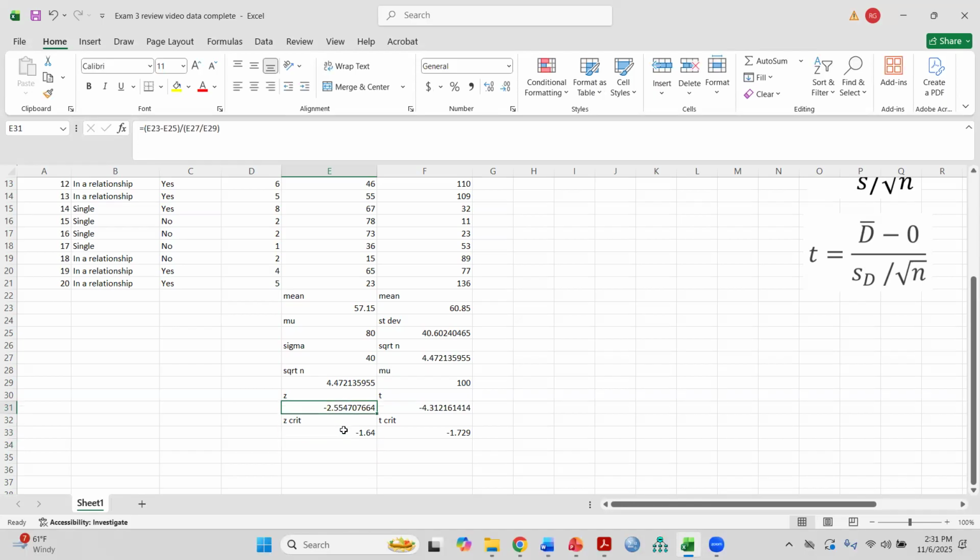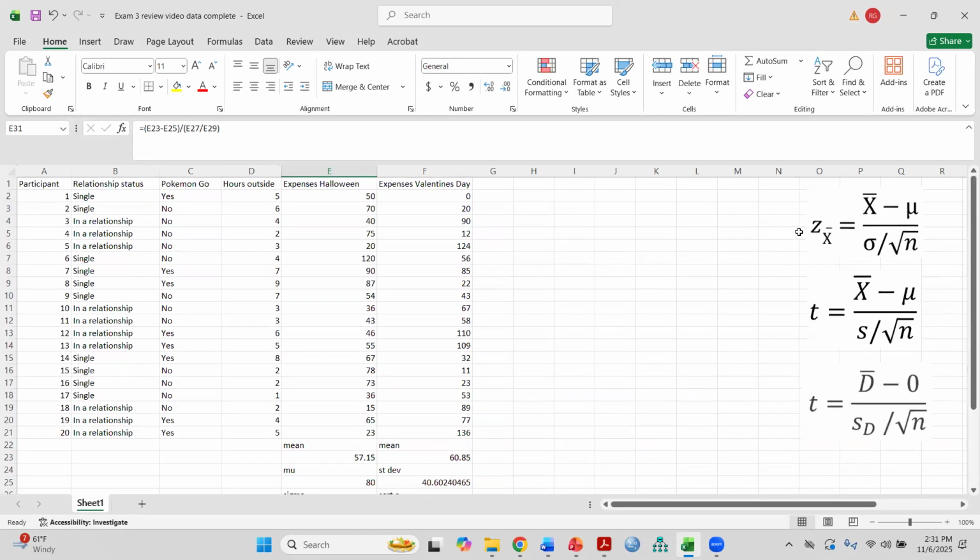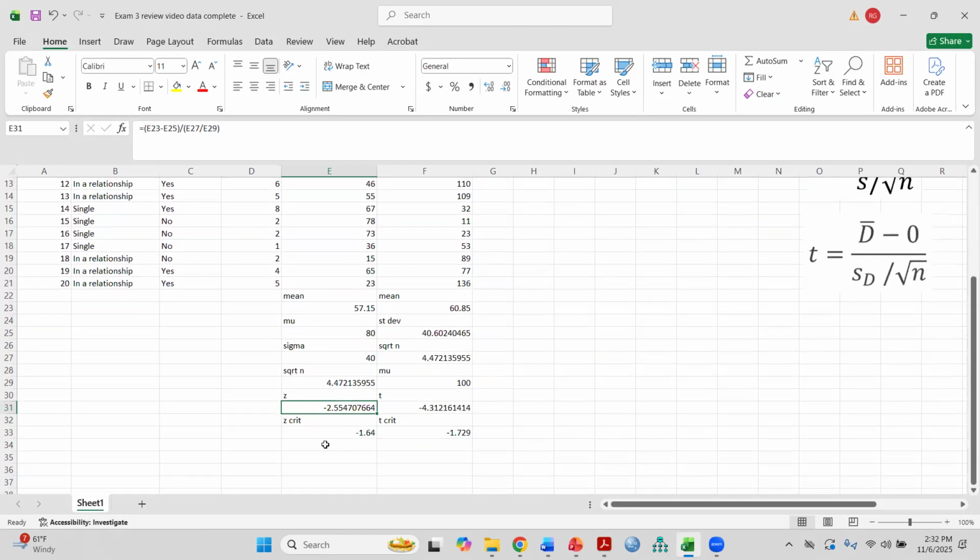Well, is negative 2.55 more extreme than negative 1.64? Yeah, it definitely is. So it's going to fall into the critical region, and therefore we would reject the null hypothesis. The null hypothesis in a z-test is that the sample mean is not statistically significantly different from the population mean. Well, we've just found that we can reject that null hypothesis and conclude that, in fact, our sample mean is statistically significantly lower than the population mean.